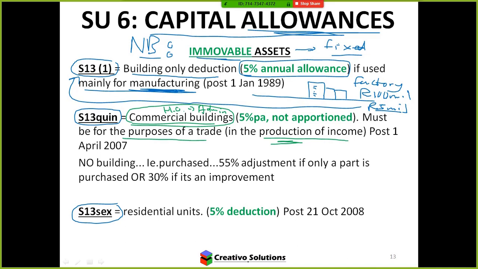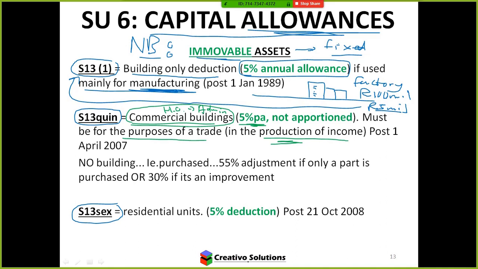Remember we spoke about resident versus non-resident. That's a previous chapter, and that's also something to revisit when looking at the location. This is something important in terms of commercial buildings. Commercial, same thing, 5% per annum, but it's not apportioned. Not apportioned meaning it's just 5%.